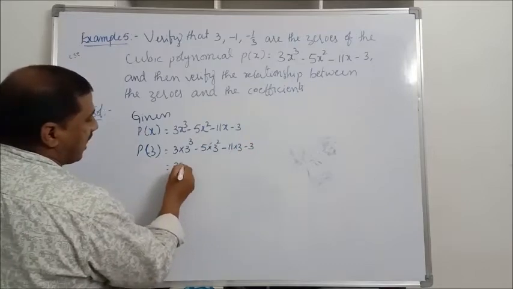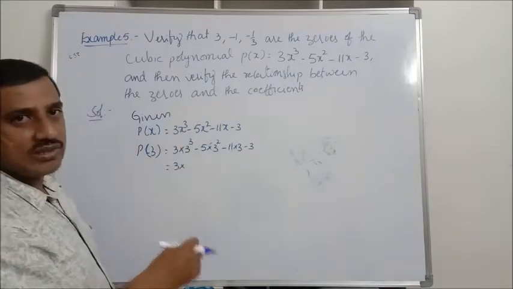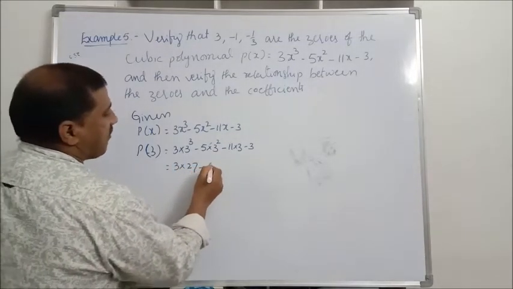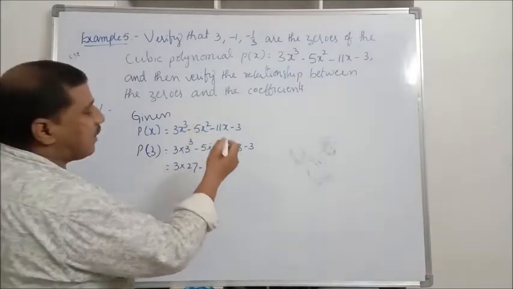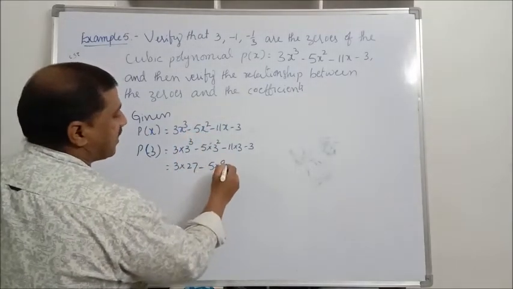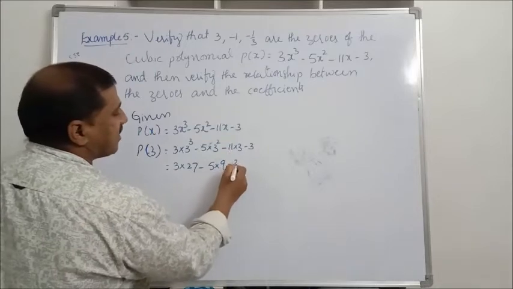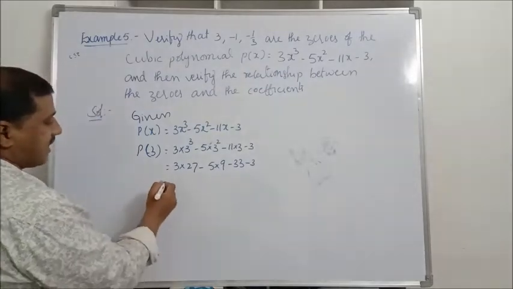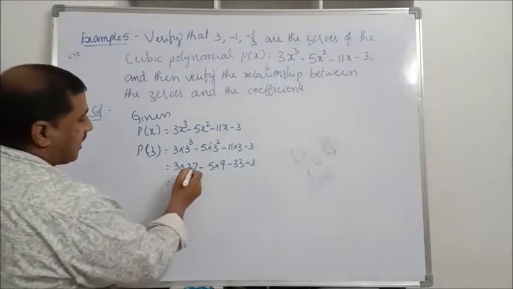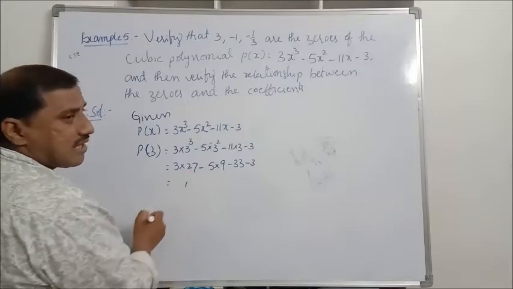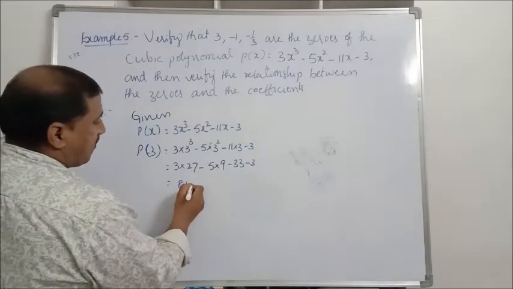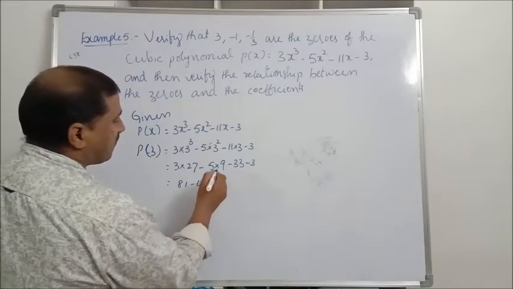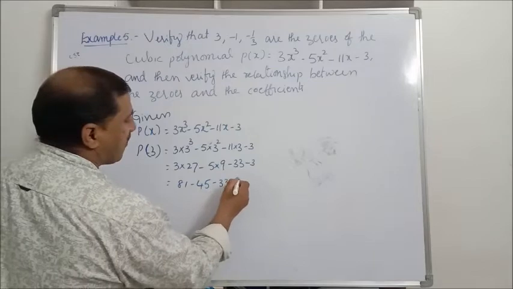That is equal to 3 into 3 cube, which is 3 into 3 into 3. 3 3s are 9, 9 3s are 27. Minus 5 into 3 square, which is 3 into 3, it is 9. Minus into plus it is minus 11 into 3, it is 33, minus 3. Then multiply 3 into 27, it is 81. Minus into plus it is minus 5 into 9, 5 9s are 45, minus 33 and minus 3.